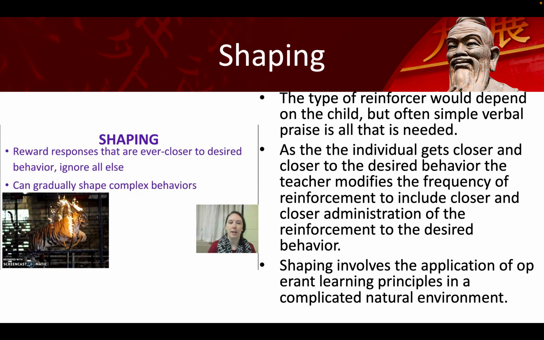The type of reinforcer would depend on the child, but often simple verbal praise is all that is needed. As the individual gets closer and closer to the desired behavior, the teacher modifies the frequency of reinforcement to include closer and closer administration of reinforcement to the desired behavior. Shaping involves the application of operant learning principles in a complicated neutral environment.